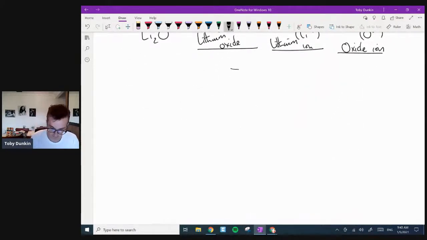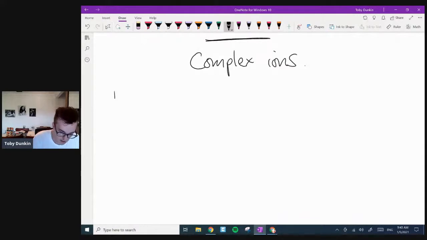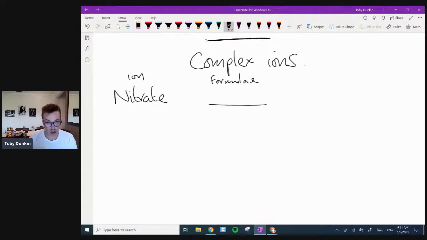So what I'm going to do, let's do complex ions. It's always good to revise. Complex ions, we have the nitrate ion. I'm just going to put ion up there so we don't have to keep writing that. So, and its formulae. Yeah, you can put on that one there. I want its charge as well.